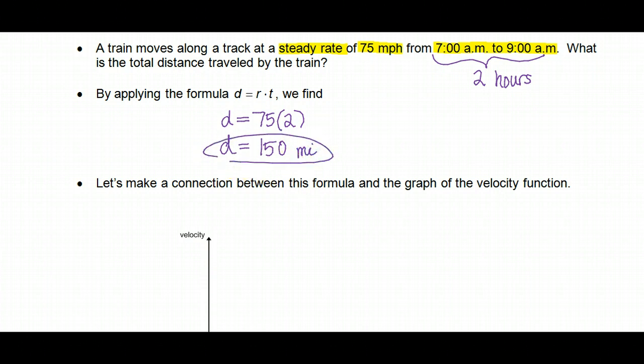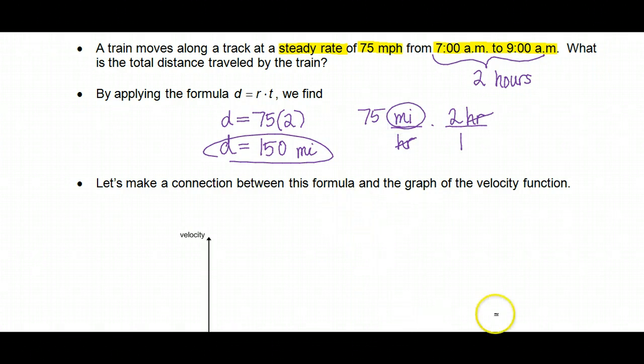miles. If the rate is in miles per hour and I multiply by 2 hours, think of this as canceling units. The hours would cancel and we end up with just miles. That's how we know units.